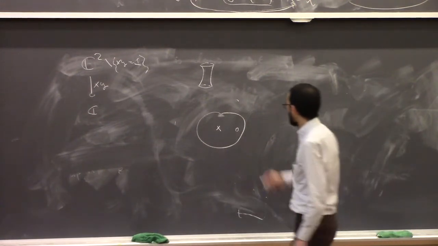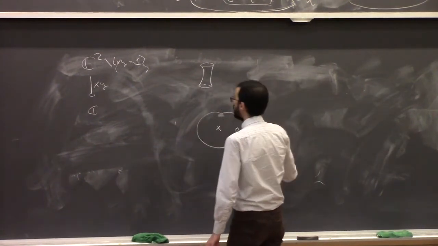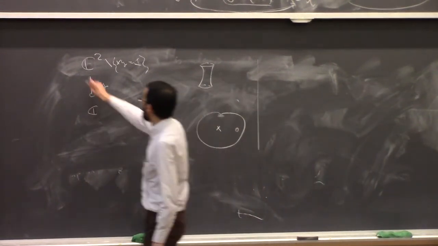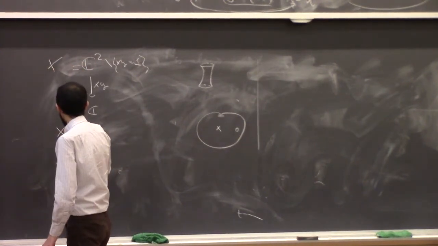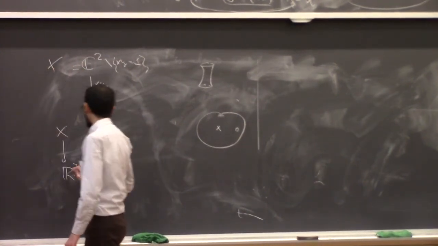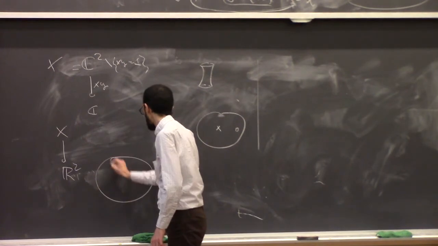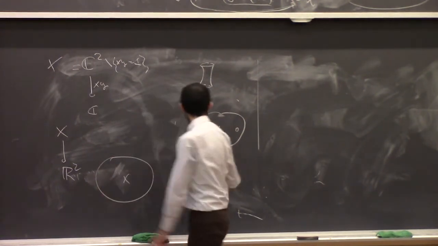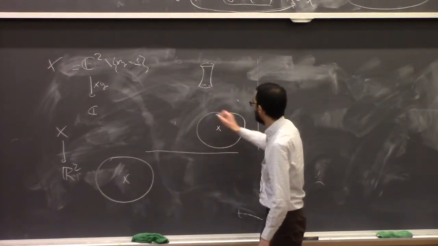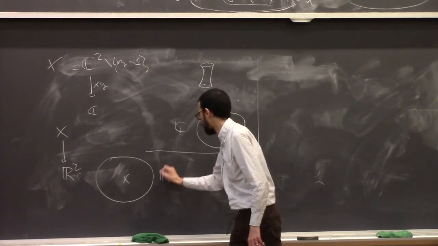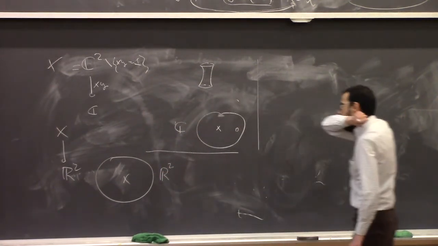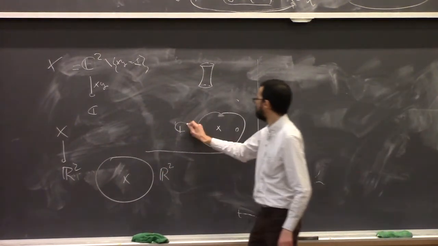So, this is a Lagrangian torus fibration. Let's call this X. There's a Lagrangian torus fibration X over R2 with a single critical point. Okay, this is slightly confusing. See, this is C and this is R2.